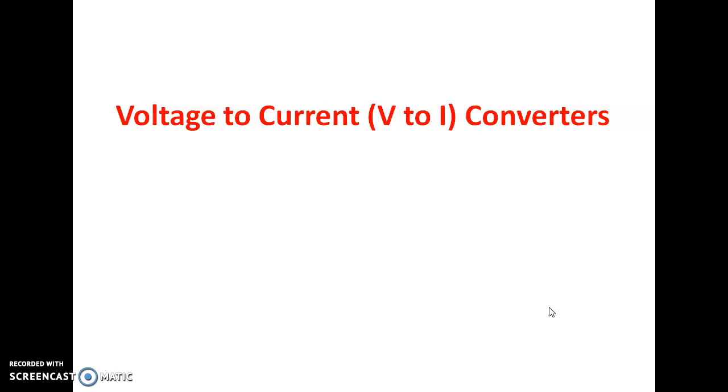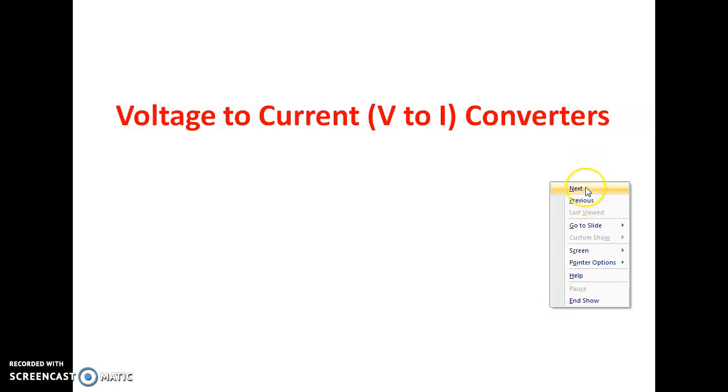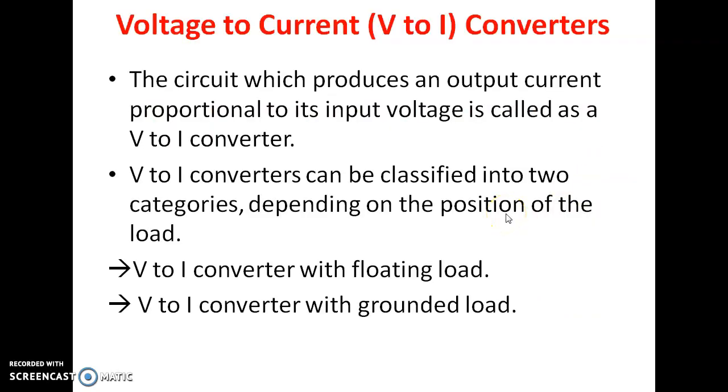The circuit which produces an output current proportional to its input voltage is called a V to I converter. I repeat again, the circuit which produces an output current which is proportional to its input voltage is called a V to I converter. The voltage to current converters can be classified in two categories depending on the position of the load, that is, V to I converter with floating load and V to I converter with grounded load.